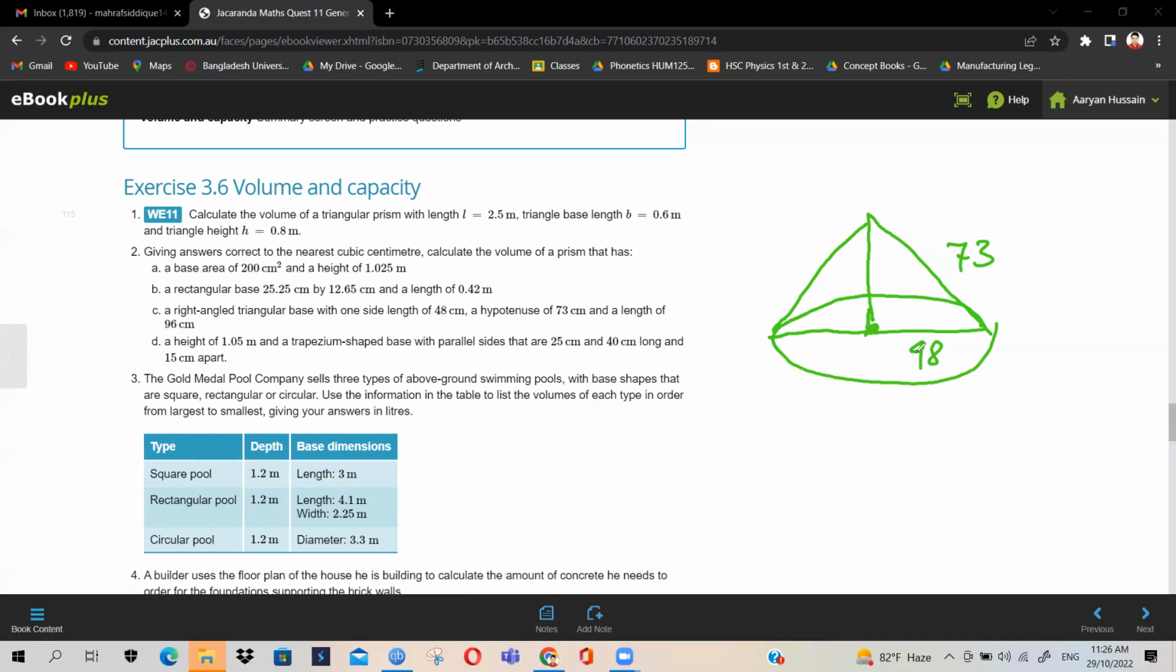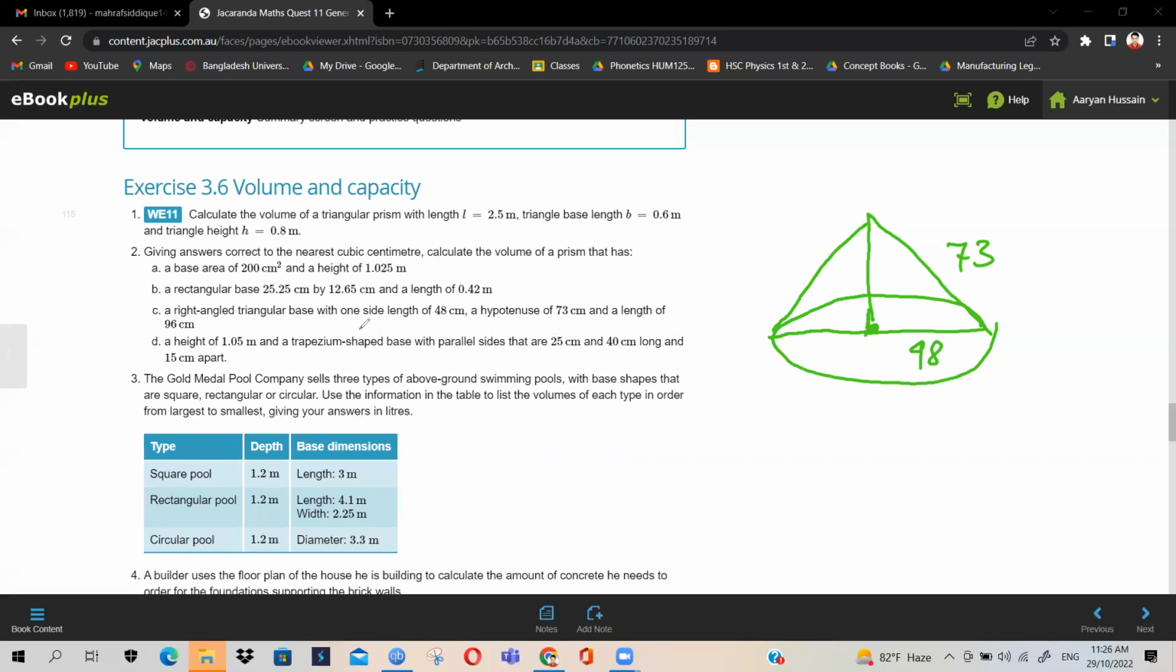Okay, so the rest you can do. Yeah, pi r squared times height. Yeah, 1.05 meter and a trapezium-shaped base with parallel sides that are 40 centimeter long. Okay, so there is a prism which has a triangular-shaped base.